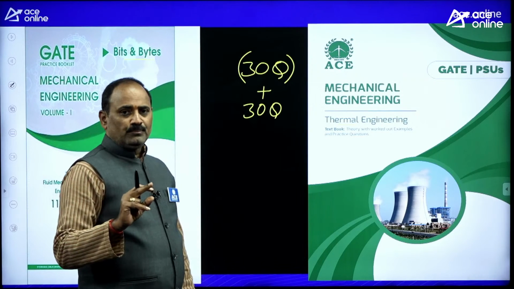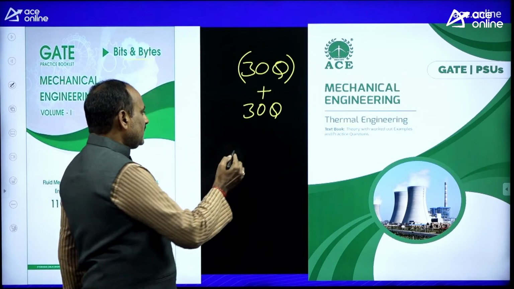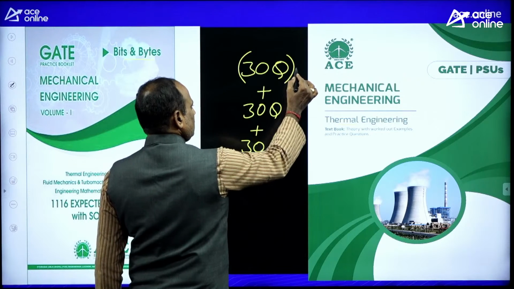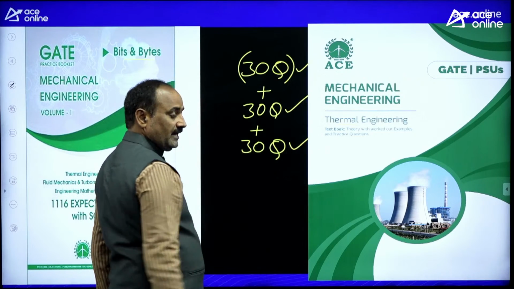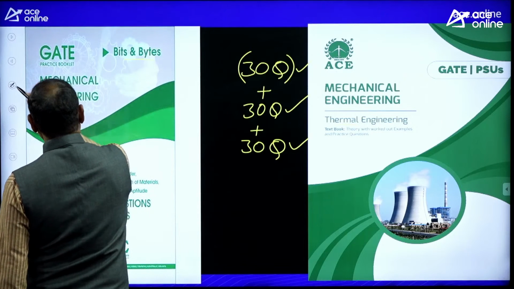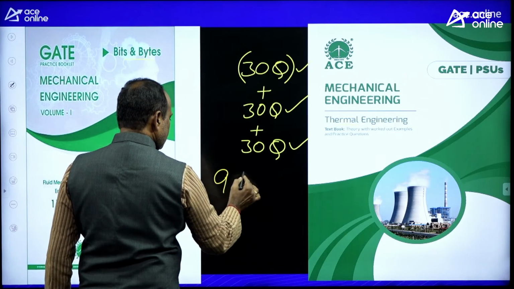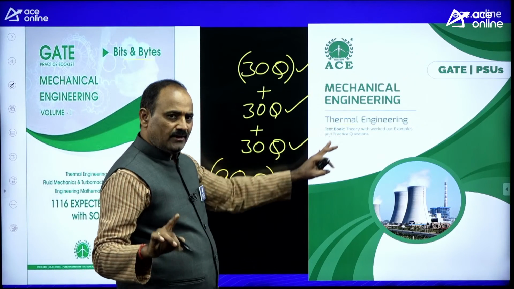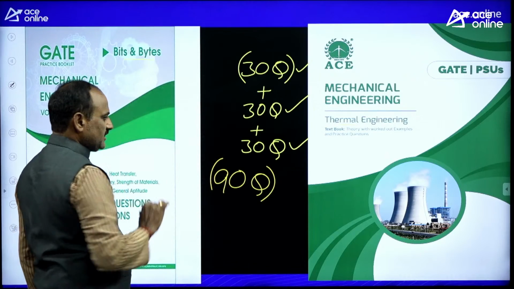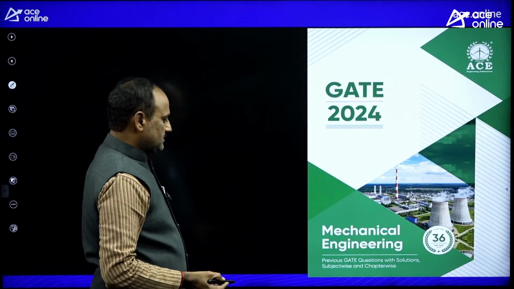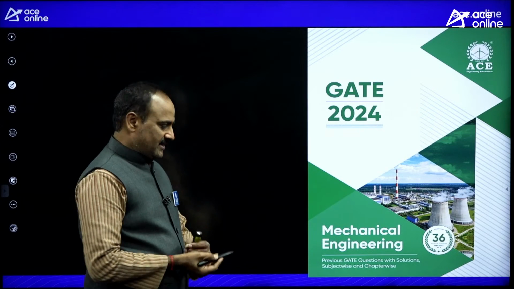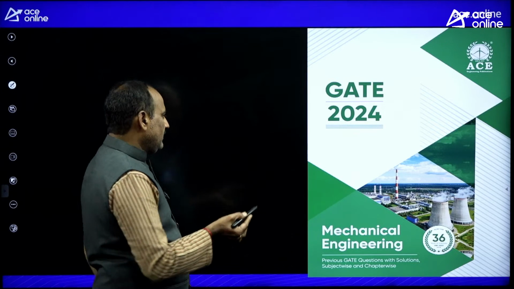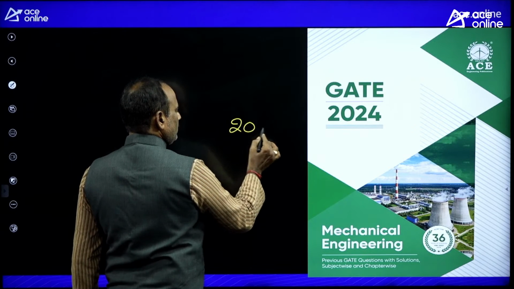From the volume 2, you can find 30 more questions from each and every unit. 30 plus 30 plus 30, 90 questions. That means you are going to practice 90 questions from each and every unit. After practicing volume 1, volume 2 and bits and bytes, then you practice the questions from the previous year exams. From the previous year exams booklet, you can find at least 20 questions from each and every topic.